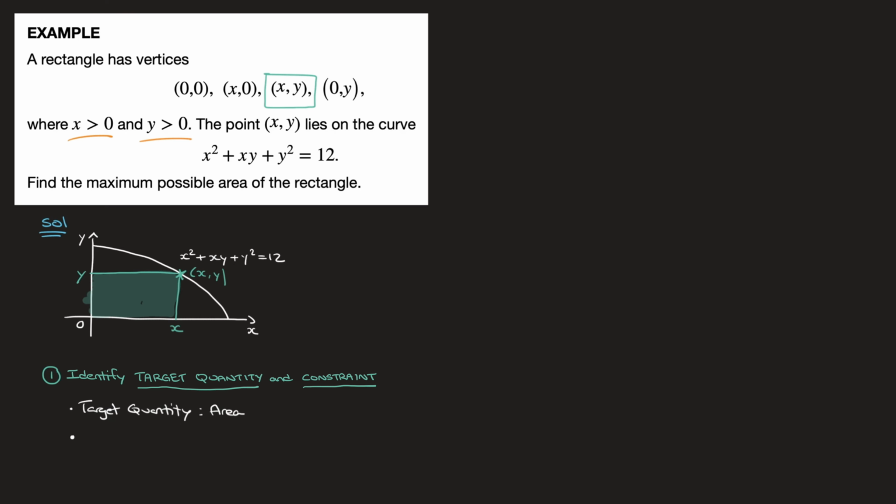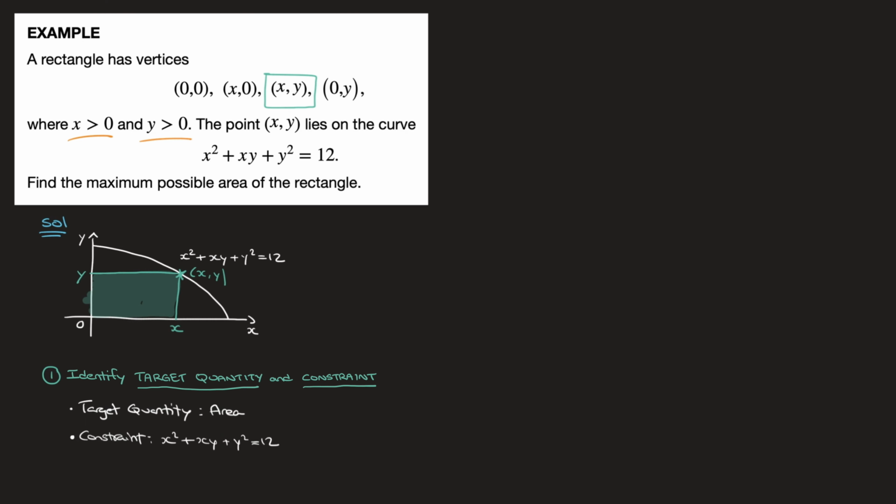The constraint, on the other hand, is what's stopping us from making the area of this rectangle infinitely large, and hopefully it's clear that the only thing stopping us from doing that is the fact that this point here has to lie on this curve. So rather than writing a long sentence here, I'll just say the constraint: the fact that it has to lie on the curve, so I could just state the curve's equation. So x squared plus xy plus y squared equals 12. Done. As such, that's the first step taken care of.